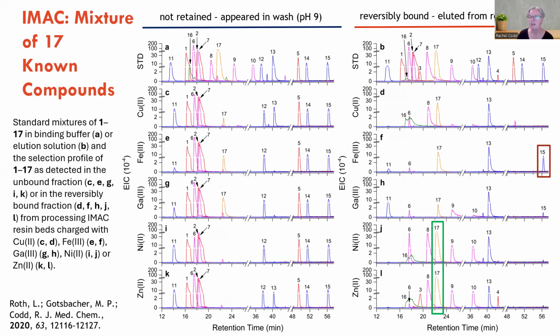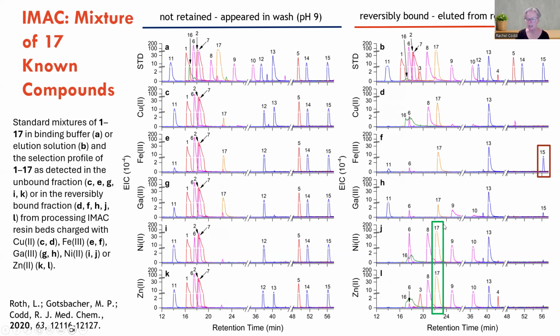So in a discovery sense, if we used an iron IMAC resin, we could screen complex mixtures, and compounds that actually bind to that iron resin could be potential metalloprotein inhibitors of 5-lipoxygenase, for example, which has an iron at the catalytic active site.